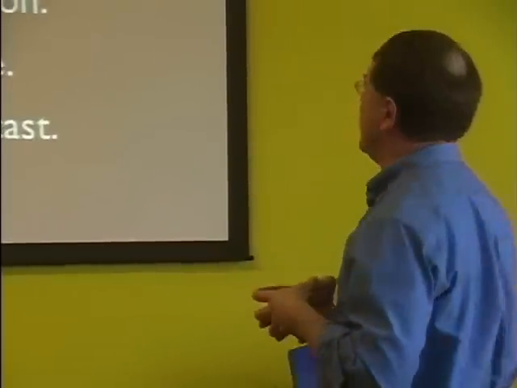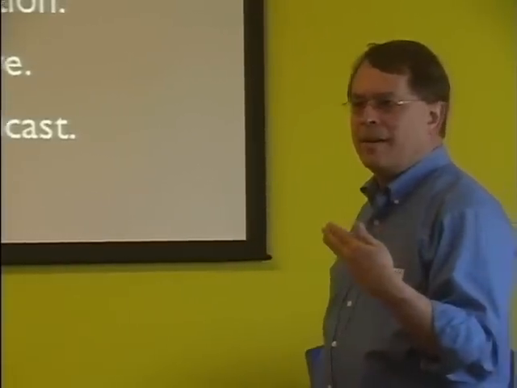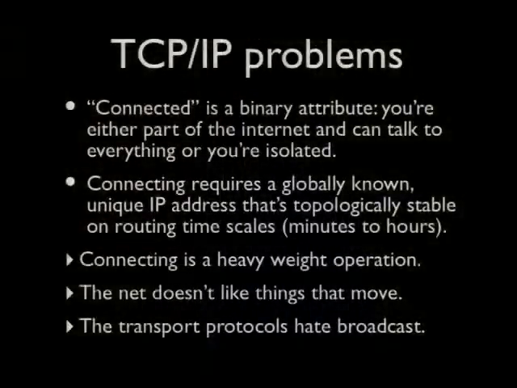The world has to know where you are, and you have to know where the world is, which means it has to be a topologically stable address. You have to know what the connectivity is around you. And the time scales, as we've scaled the network up, are pretty gross. The addresses have to be stable on the minutes to hours time scale, otherwise data just loops in black holes. So those two things result in this: connecting to the net is a real heavyweight operation. That means that you want to carefully control those connections.